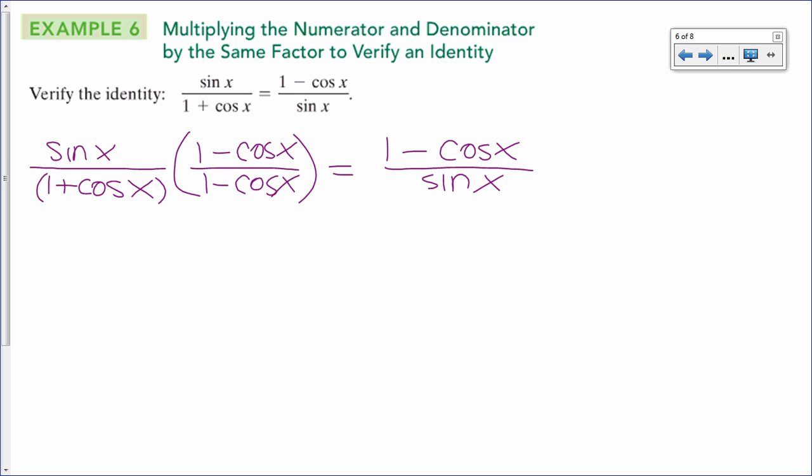Okay. So if I multiply sine x times that, it will be sine x times 1, then sine x times negative cosine x.